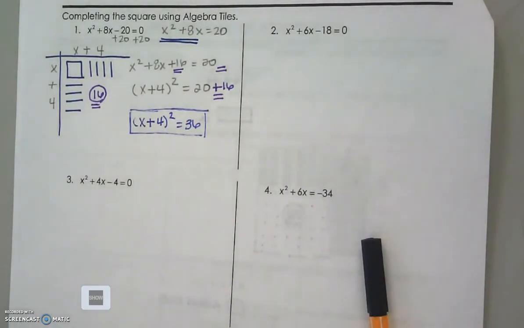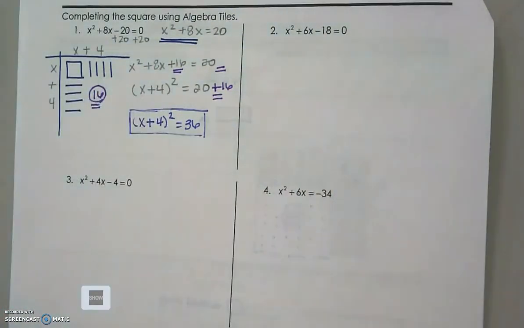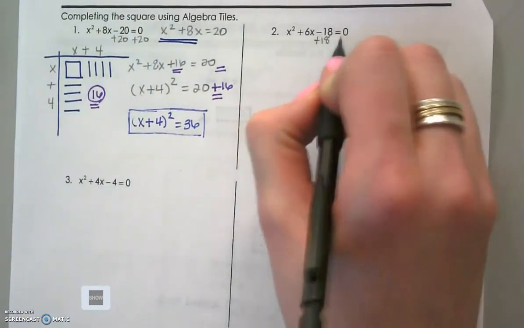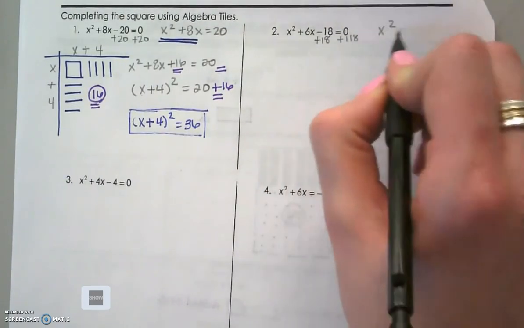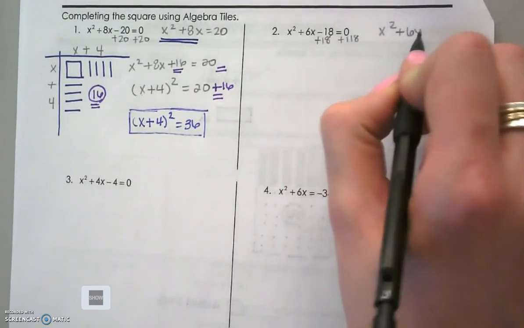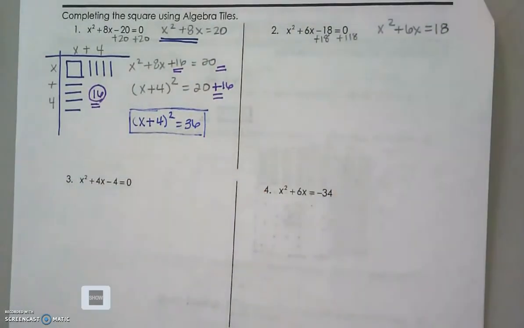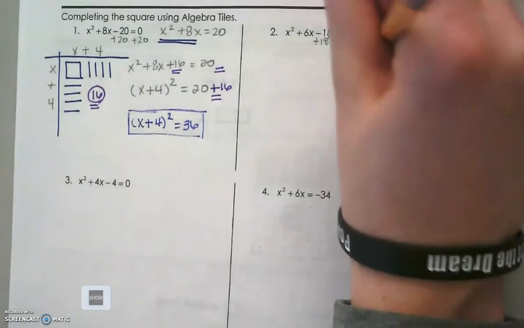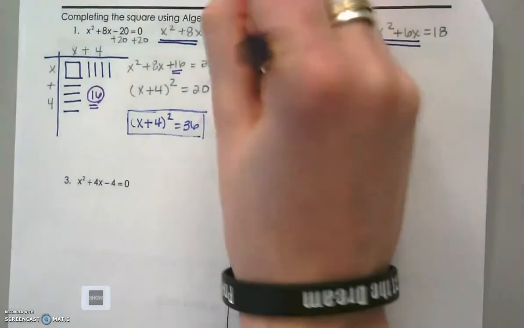So let's look at number 2. Again, our goal when we see complete the square, our first step is to add 18. So I'm going to have x squared plus 6x equals 18. I want to represent the first part of my equation using a model. So I'm going to draw one.